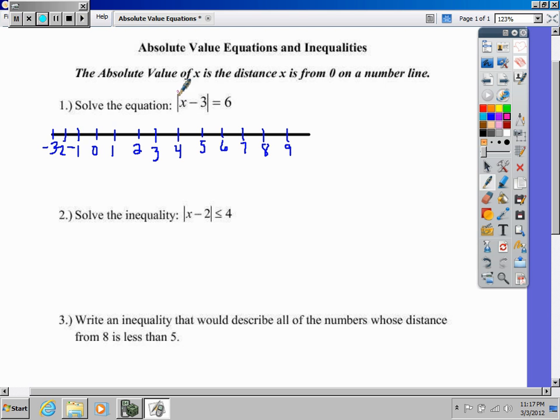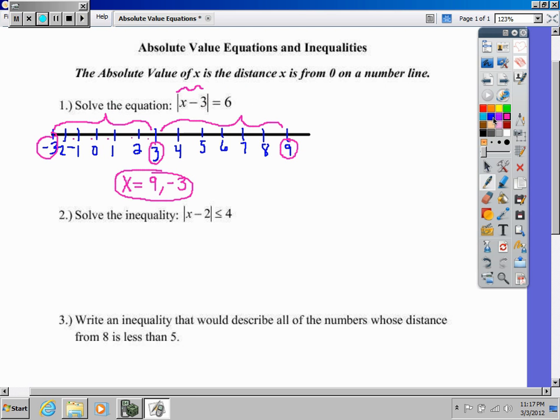Now here's what this is saying. The distance x is from 3 has to be equal to 6. So here's our number 3, and I move over a distance of 6. Well, that gets me 9 to the right. But I could also go the other direction. So if I went the other direction, I went over 6: 1, 2, 3, 4, 5, 6. I would be at -3. So my answers appear to be x equaling 9 and -3.